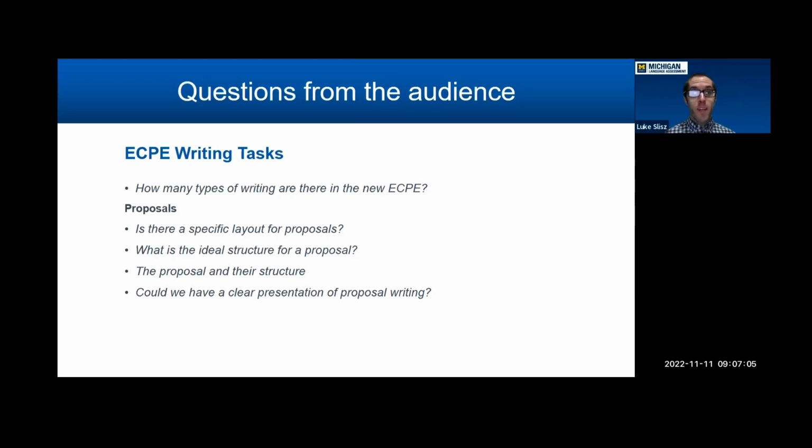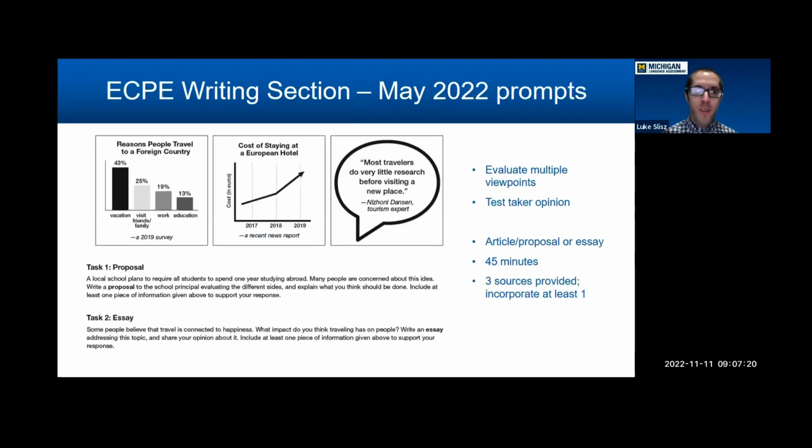Of course, yeah. So as I mentioned, there are a few different types of writing that can appear. Task 1 will always prompt students to write either an article or a proposal. And then task 2 of the prompt gives students the choice to write an essay. So regarding the proposals, there isn't really a specific layout that we require. There's multiple ways to write a proposal, but what matters most is that there is an argument or a clear opinion that's being presented and developed clearly throughout, and that it's organized in a logical way. So we're going to see some examples of how that can be done.